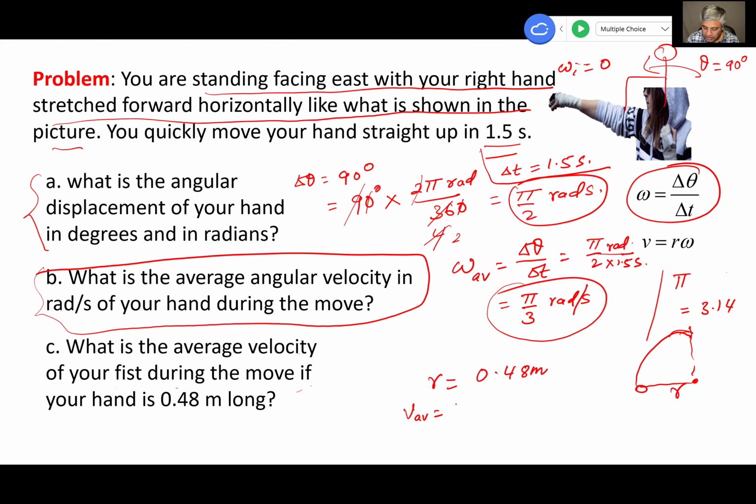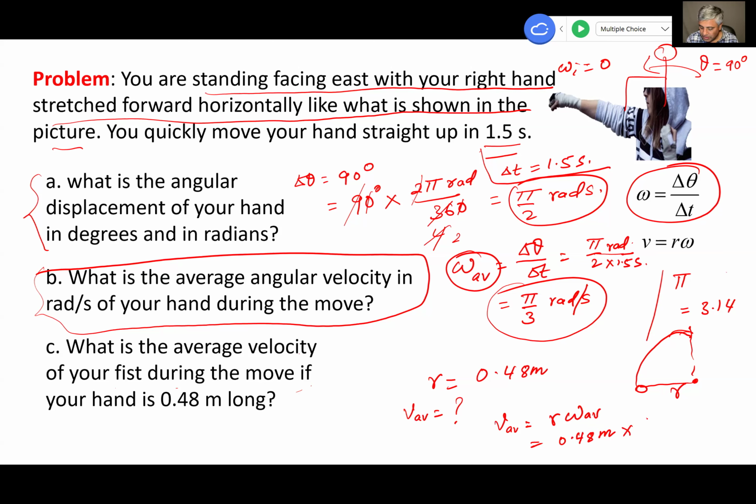V average is what? So we know omega average, and we learned that they are related. So V average is R times omega average. That means 0.48 meters times pi over 3 radians per second.